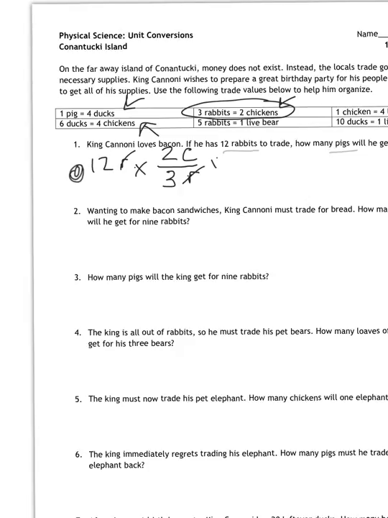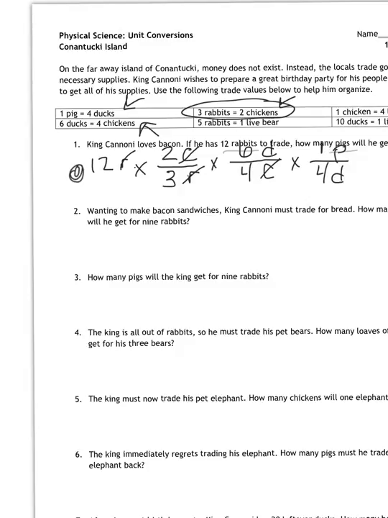All right, but we don't really want chickens. So let's go and trade these chickens for ducks. Chickens on the bottom so they can cancel, and ducks on the top. According to the sheet, 4 chickens will get me 6 ducks. Okay, so that'll cancel chickens. So now we've traded our chickens for ducks, and then finally we can trade our ducks for pigs. Right, so according to the conversion again, 4 ducks equals 1 pig.